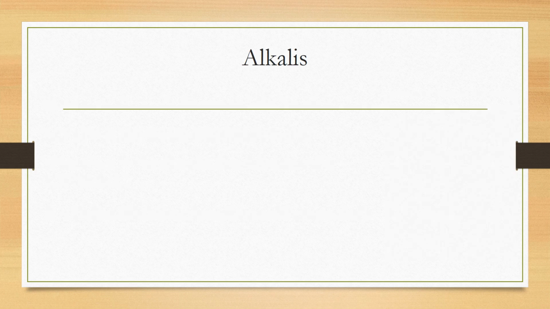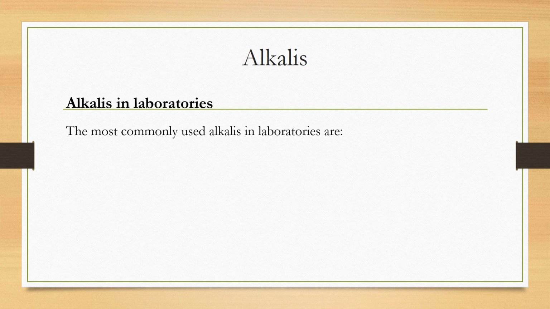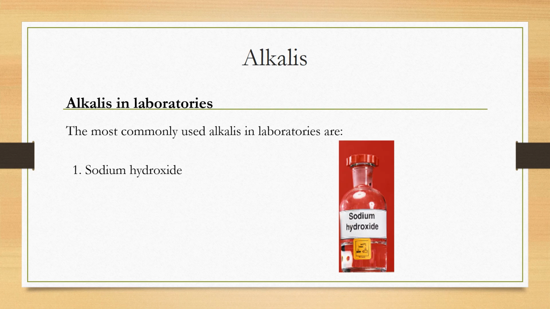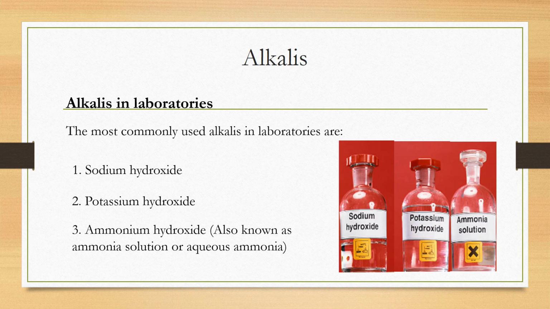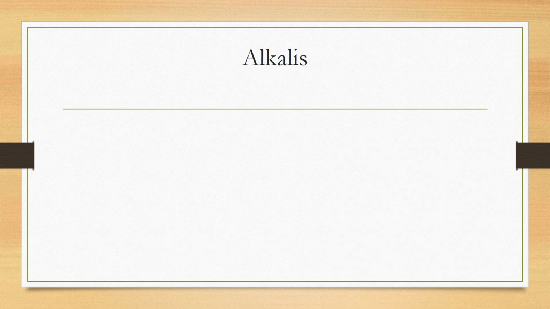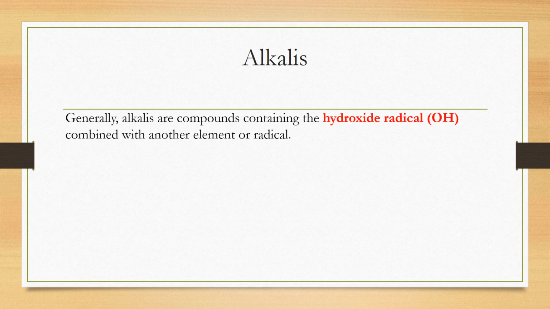Let us now have a look at some of the alkalis present in the school laboratory. We have sodium hydroxide, potassium hydroxide, and ammonium hydroxide. Note that ammonium hydroxide is commonly known as ammonia solution. An important fact about these alkalis is that they contain the hydroxide radical. This hydroxide radical is chemically combined to an element or another radical.